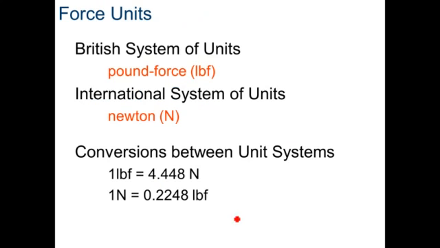British system of units, pound force is how we talk about it. Newtons are the international system of units. You're going to be given problems going in both directions. So it's best to know now that 1 foot-pound is the same as 4.448 newtons, and that 1 newton is the same as 0.2248 foot-pounds.